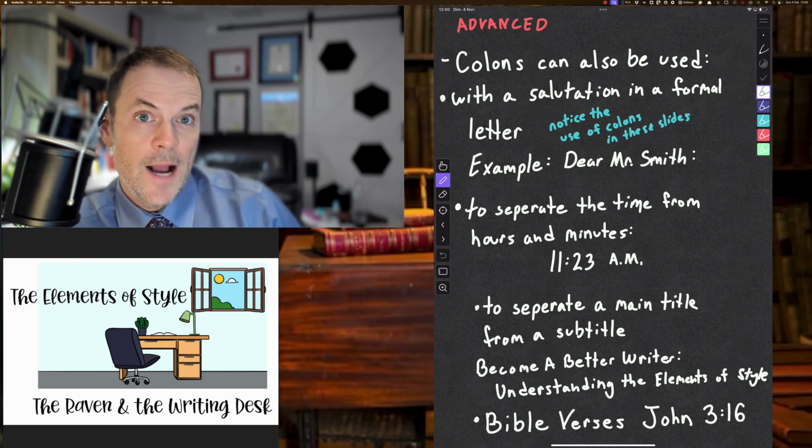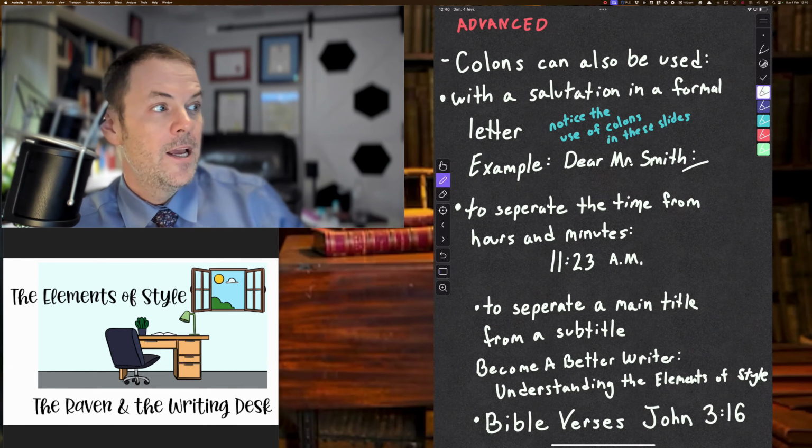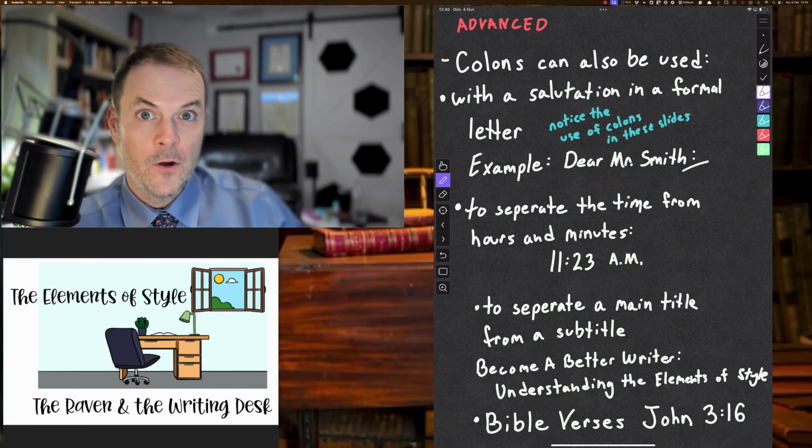Just to start to wrap up this rule, we're also going to see colons in salutations. It's rather formal to say, "Dear Mr. Smith," with a colon, as opposed to a comma. But if it's a formal letter, you might want to go that other way.